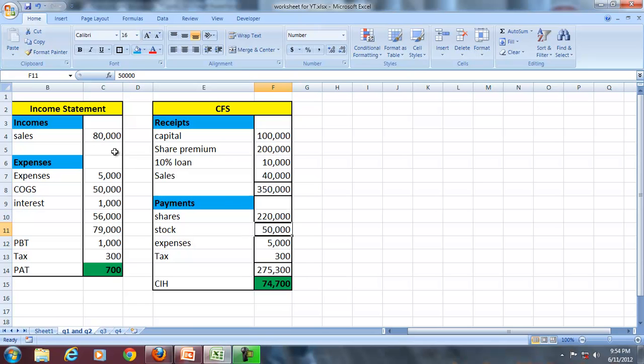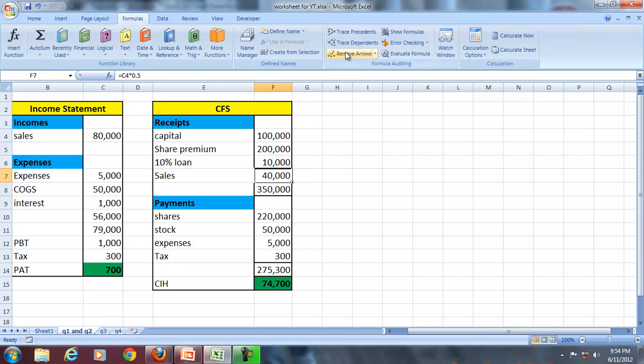An entire stock is sold for 80,000, whereas 50% of the sales is for cash, and whenever there is a sale there has to be cost of goods sold, so the entire stock becomes the cost of goods sold. An expense for the period we already mentioned was 5,000, and which is shown in the income statement.